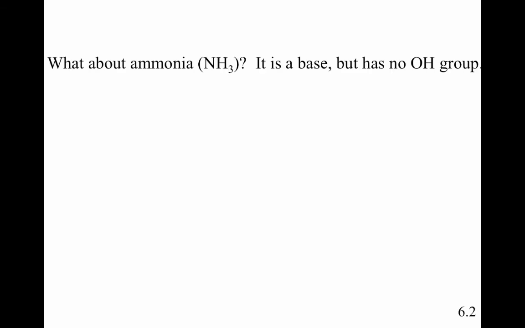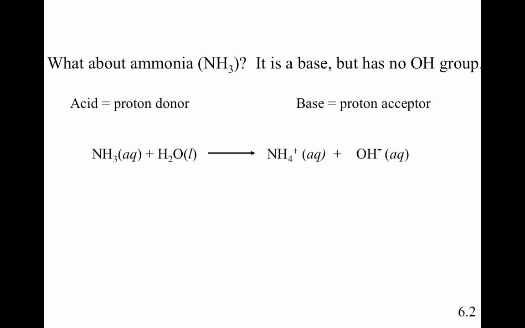Let's look at another base, ammonia. Ammonia is a base, it's a well-known base, but it doesn't have an OH group. How can this be? Well, think back to our definitions of what an acid and a base were. An acid was defined as a proton donor, and a base was defined as a proton acceptor. So when we take the reaction with ammonia, we have ammonia reacting with water. It accepts a proton.